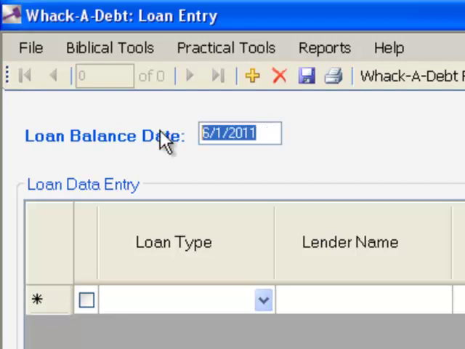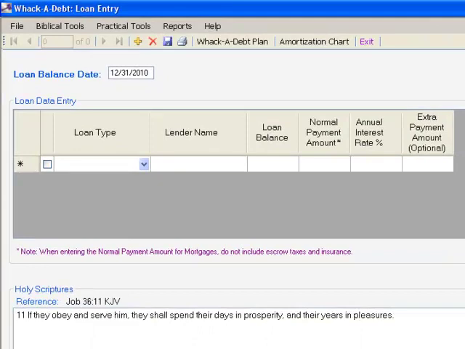In our example, we'll use 12/31/2010 as our loan balance date. Therefore, our plan will start on January 2011. Next, we'll enter the details of each of our loans. We'll assume that we have a total of 5 bills.